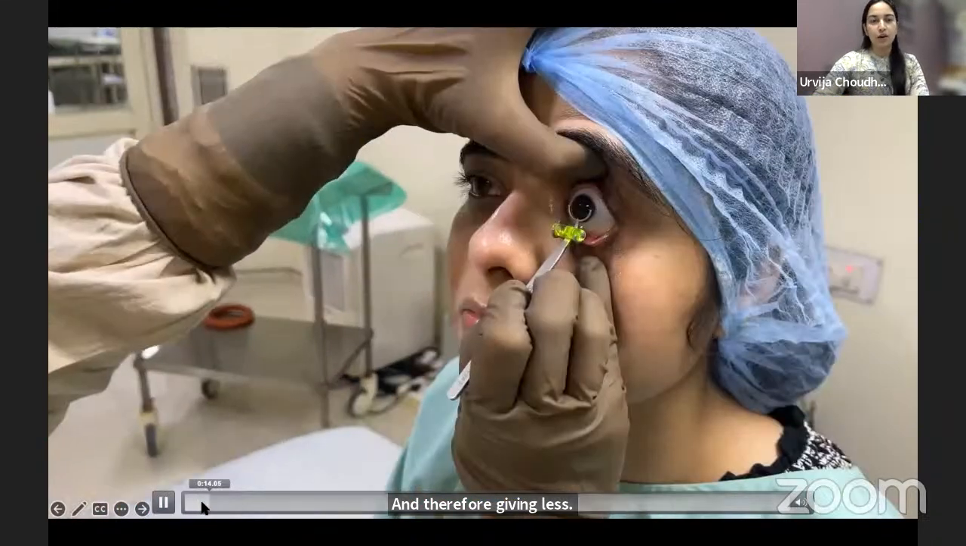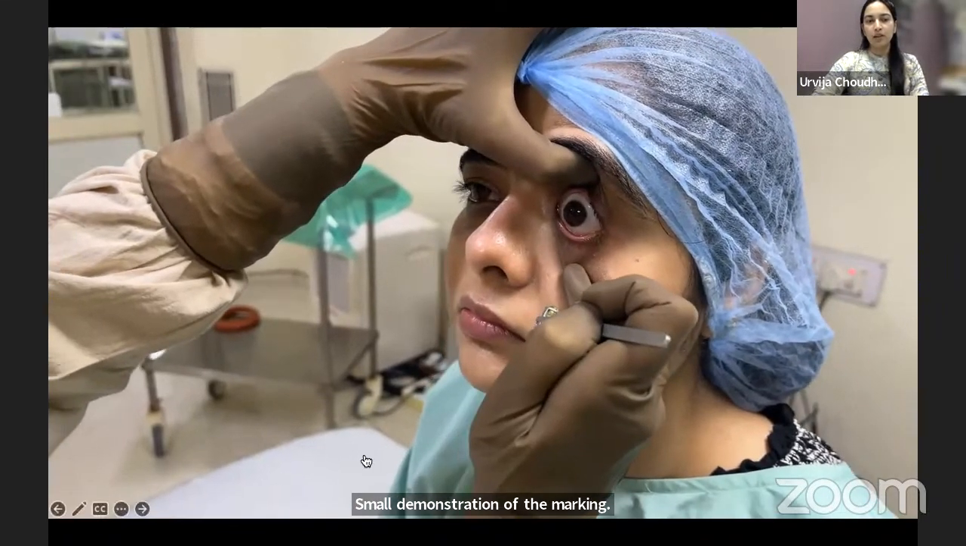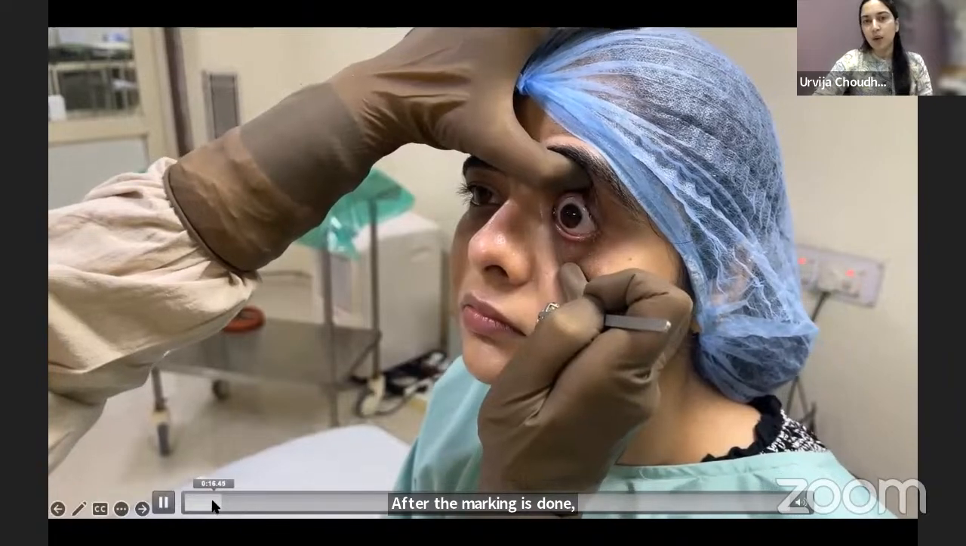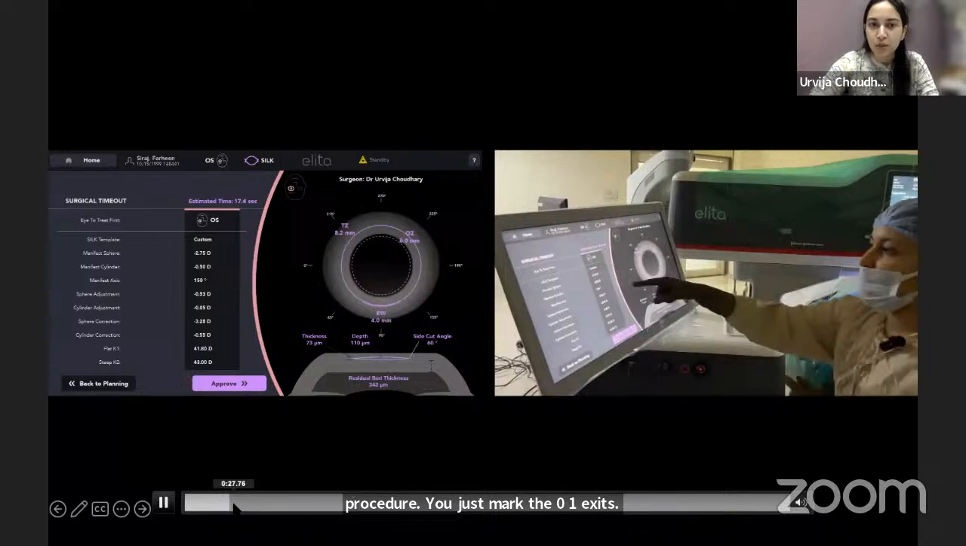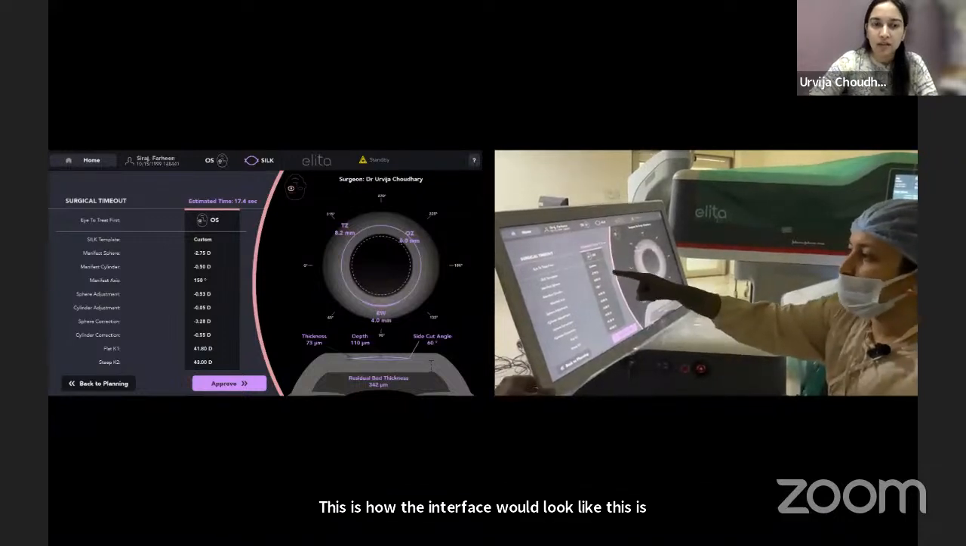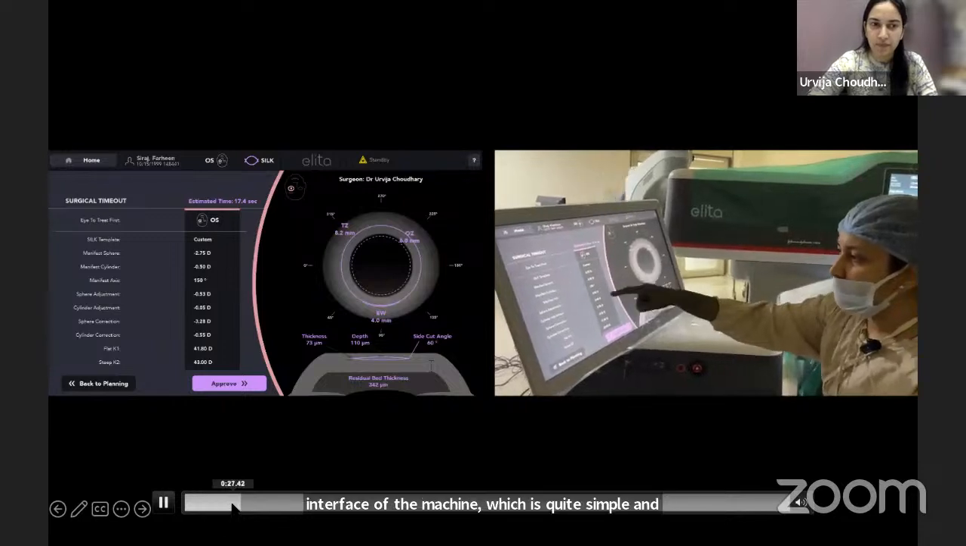This is a small demonstration of the machine also for the marking. After the marking is done, the patient is shifted for the procedure. You just mark the 180-degree axis. And this is how the interface would look like. This is the interface of the machine, which is quite simple and intuitive and makes the treatment planning very easy.